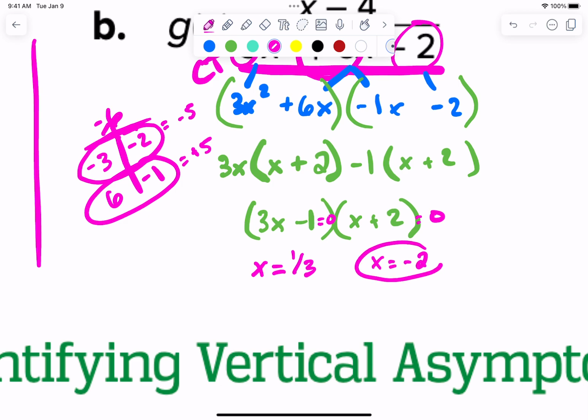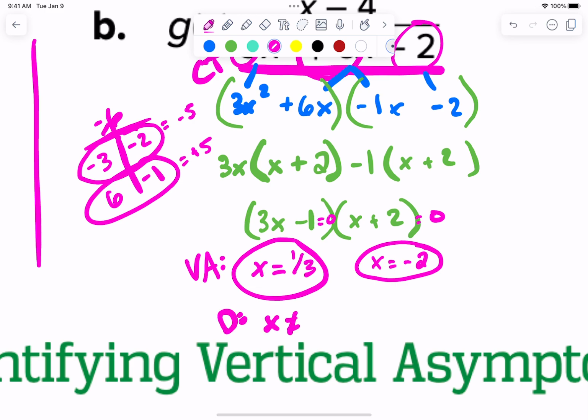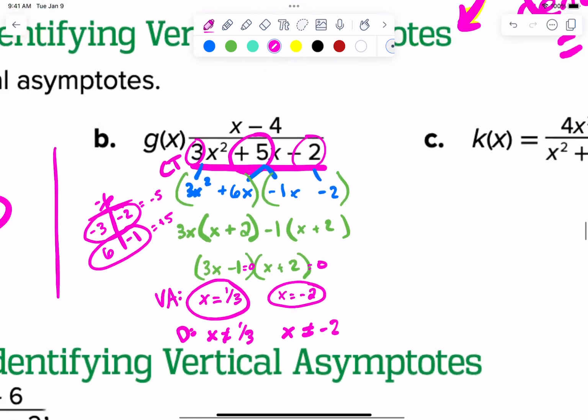Okay, what did we just find? That's the VA. We have two VAs, at 1/3 and at -2, and that means the domain is that x can't be 1/3 and x can't be -2. You didn't have to say that, but I'm just showing you the domain is where you can't have that. Okay, got it?